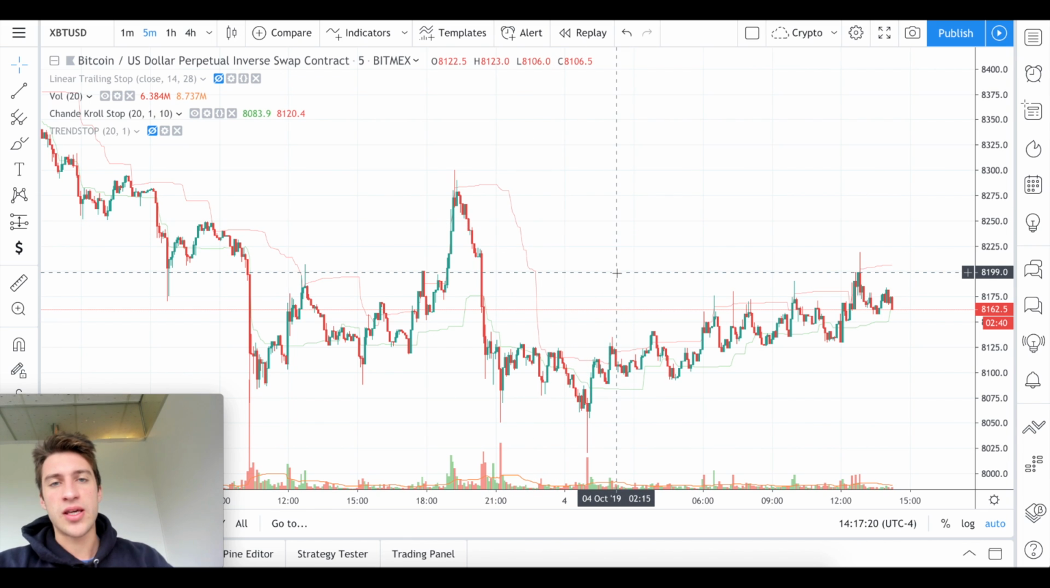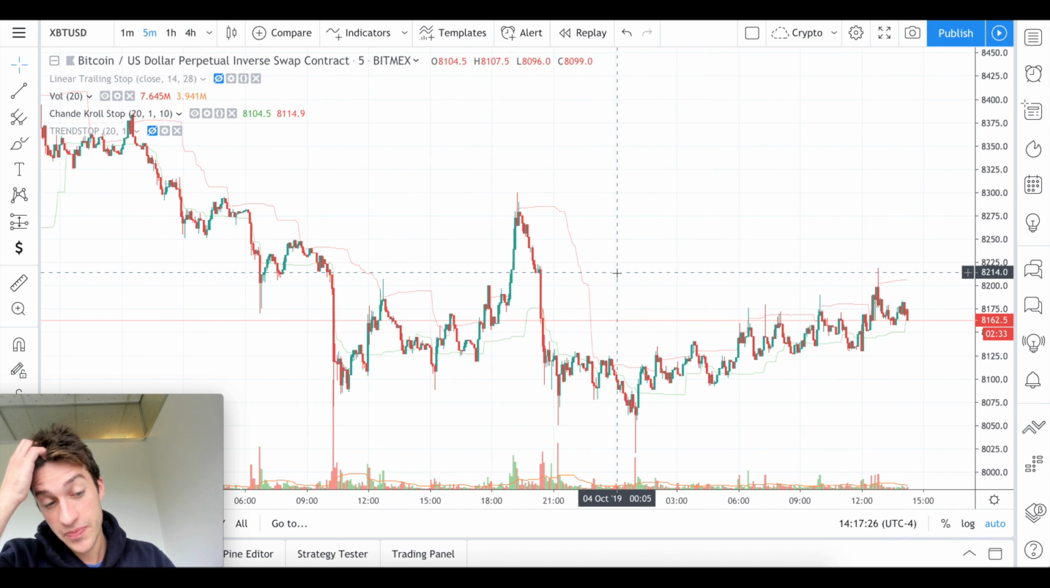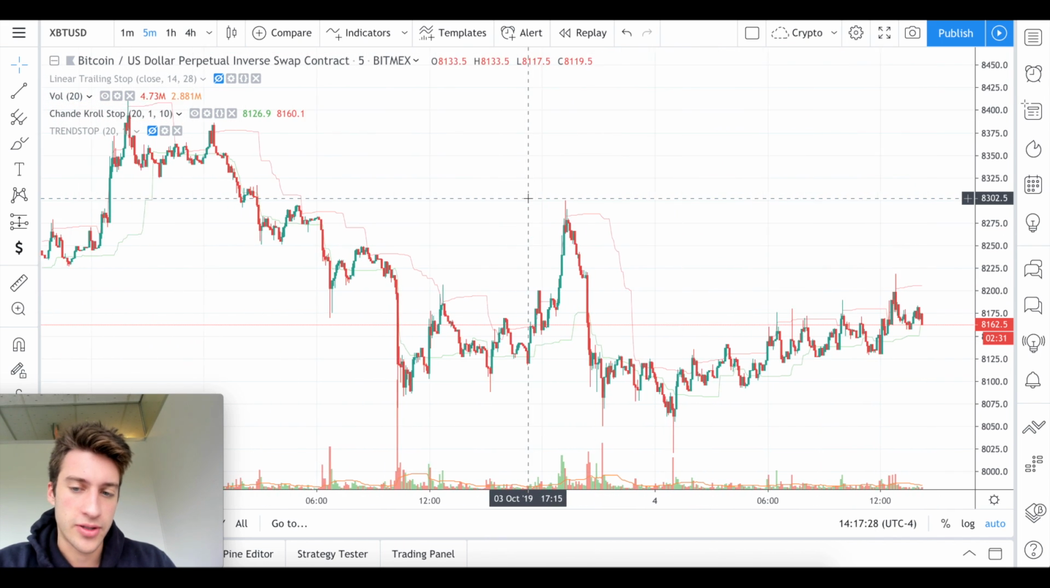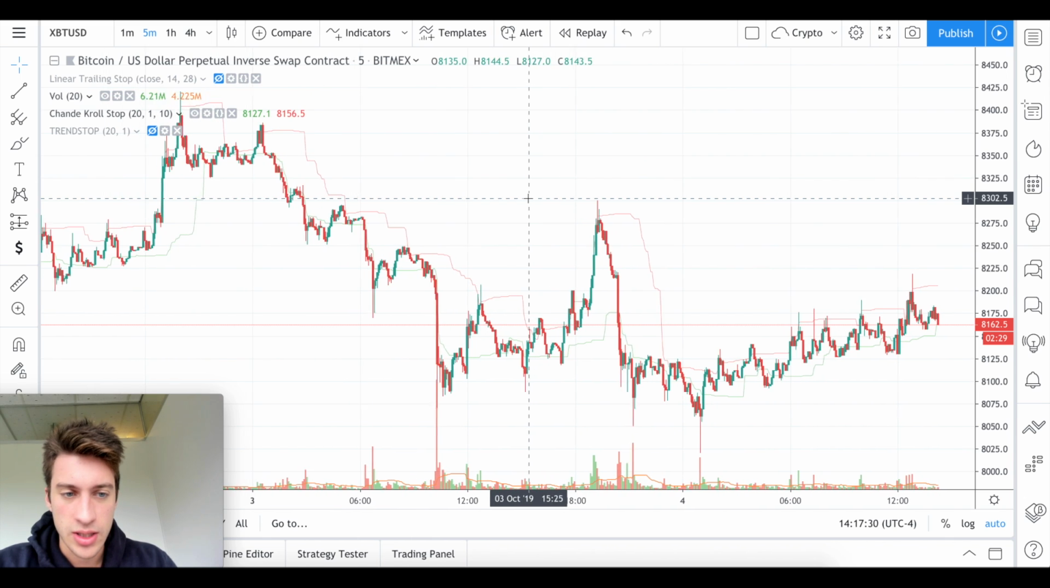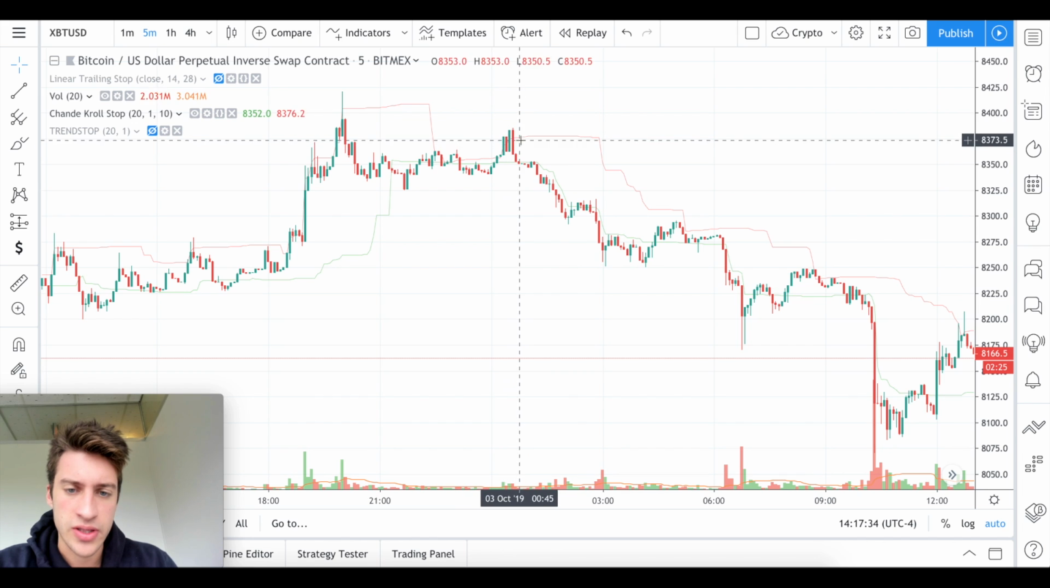I found that this indicator is likely better for scalpers, traders who may be more comfortable putting their stop losses closer to price action, rather than traders who want to put their stop losses farther away from price action. Let's go see how this performance would have done. Very tight stop losses, let's say we short here.